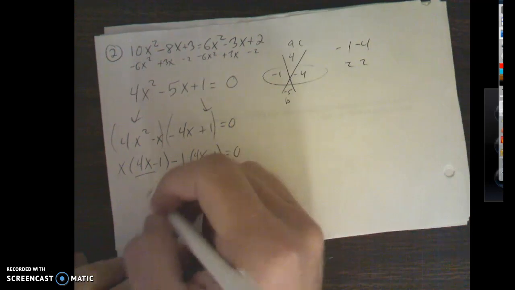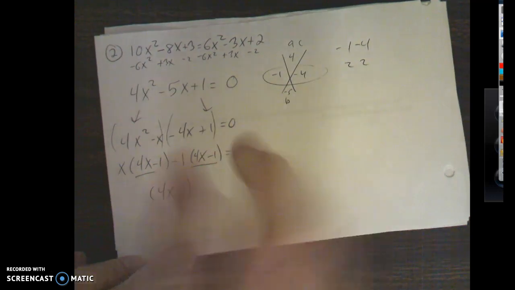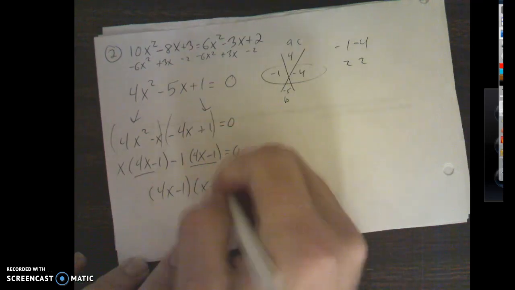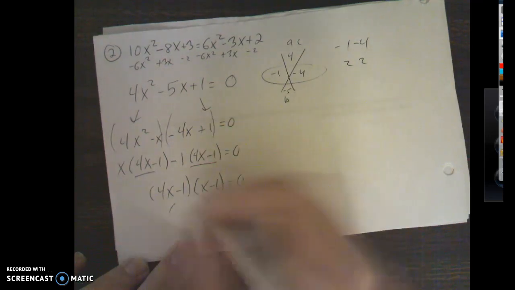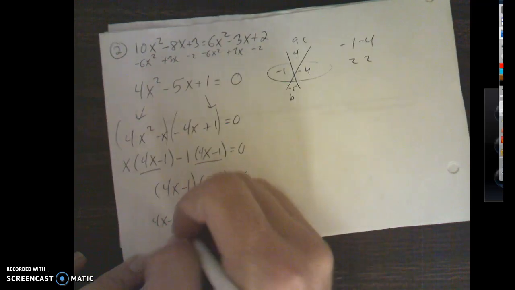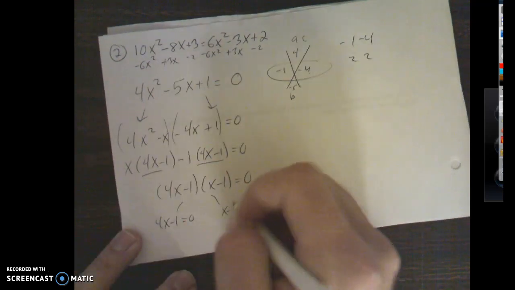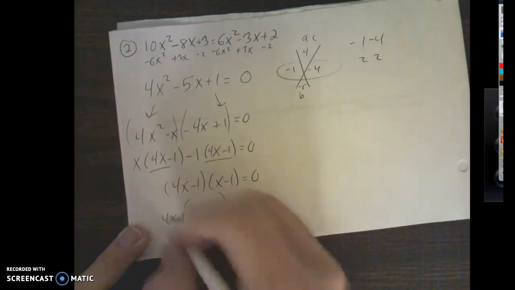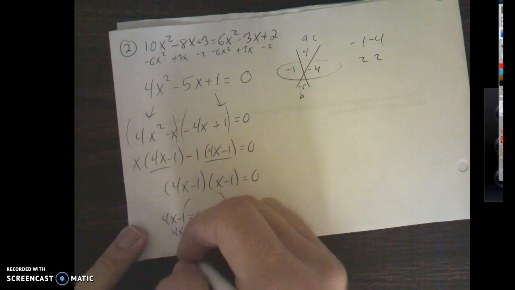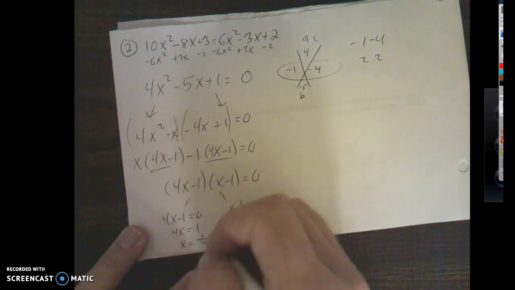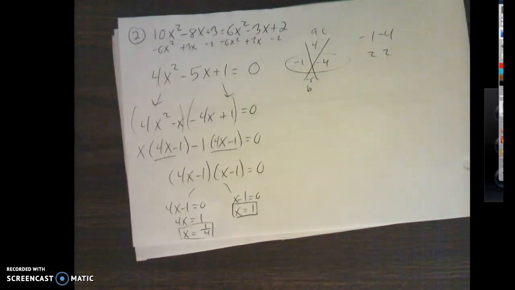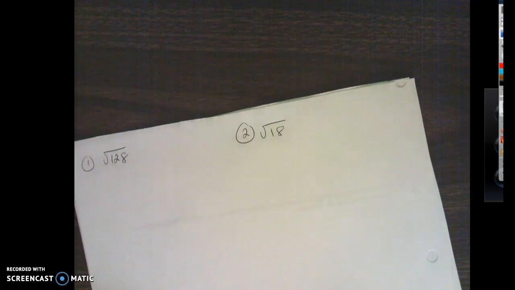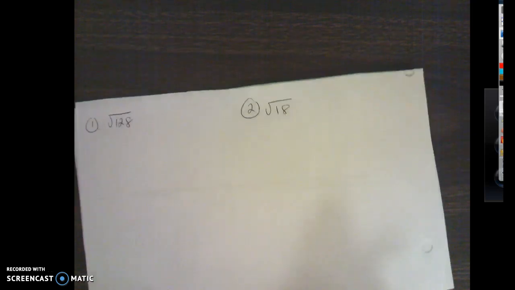These are the same. I know I'm doing it right. 4x minus 1, cover them up. What am I left with? Just x minus 1. That's 8 points right there. Then I can set each of these equal to 0. x equals 1 here. 4x equals 1. x equals 1/4. Make sure you're leaving your answers as a fraction. Very good. Now we're getting into our perfect squares.